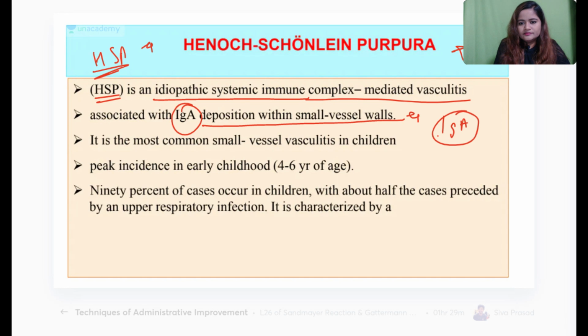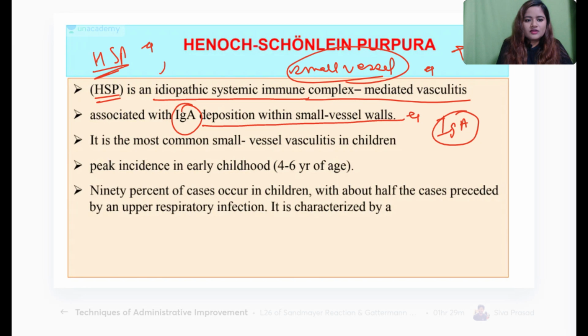So IgA is something that comes and gets deposited in the small vessels. Now, please remember that it is mainly a small vessel vasculitic disorder. This is also known as a leukocytoclastic disorder. That means all the leukocytes can come inside your blood vessels, which can lead to the damage of your blood vessels. So it is an IgA dependent mechanism that leads to the deposition of IgA in the very small blood vessels.